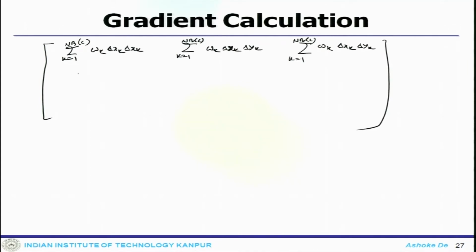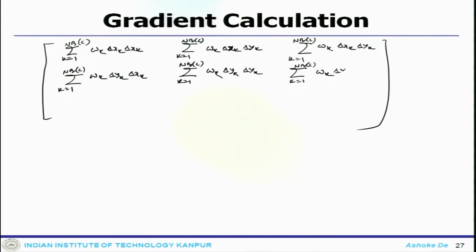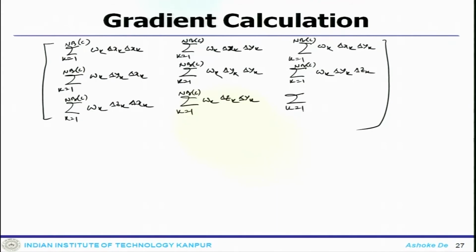The second row will contribute Wk Δyk Δxk, and similarly Wk Δyk Δyk, and the third one, sum over k equals 1 to NBC of Wk Δyk Δzk. And then the third row, sum over k of Wk Δzk Δxk, Wk Δzk Δyk, Wk Δzk Δzk.